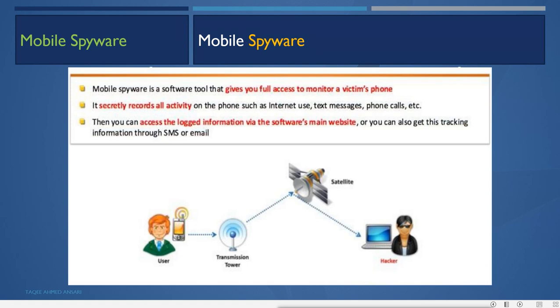Just like for the desktop or the laptop spyware, we have spyware for mobile devices also. Now this mobile spyware is software. These are all software tools that give you full access to monitor a victim's phone. It secretly records all activity on the phone, such as internet use, text messages, phone calls and so on. Then you can access the logged information via the software's main website, or you can also get this tracking information through SMS or email.